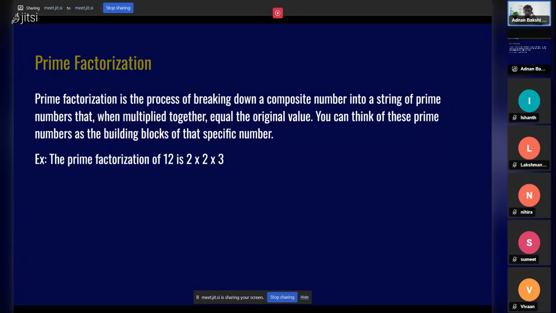Okay, so let's move on to prime factorization. Prime factorization is the process of breaking down a composite number, a big number, into a string of prime numbers that when multiplied together equal the original value. You can think of these prime numbers as the building blocks of that specific number. So like look, prime factorization of 12. You can take out 2, 2, and 3, which are all prime numbers because they're only divisible by themselves and 1. These are like the building blocks of 12, as the definition says.